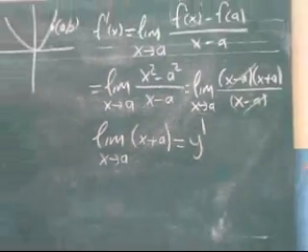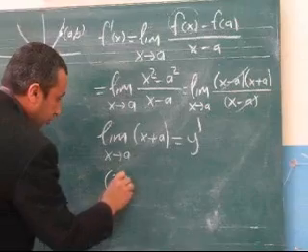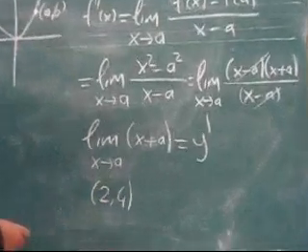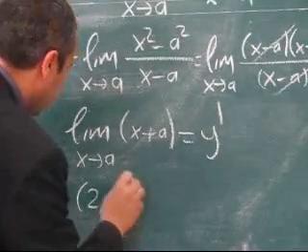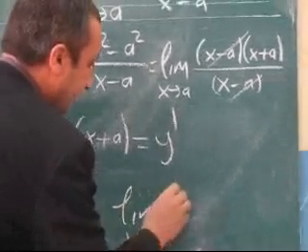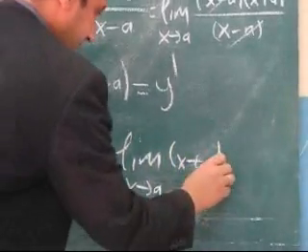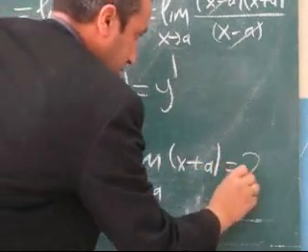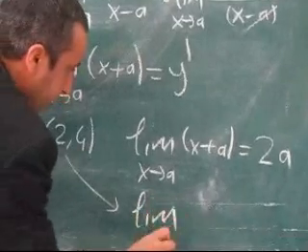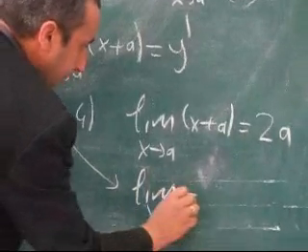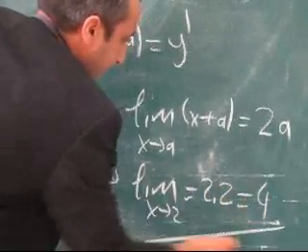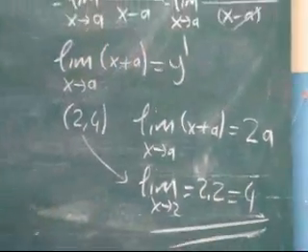If we look at the point (2, 4), our derivative will be the limit as x goes to a of x plus a, which is equal to 2a. Then the limit as x goes to 2, which is 2 times 2, which is equal to 4, is our derivative.